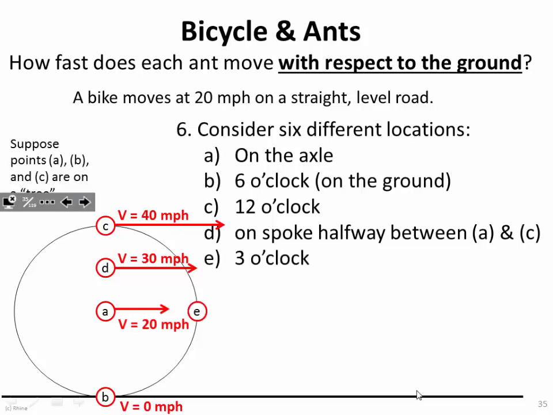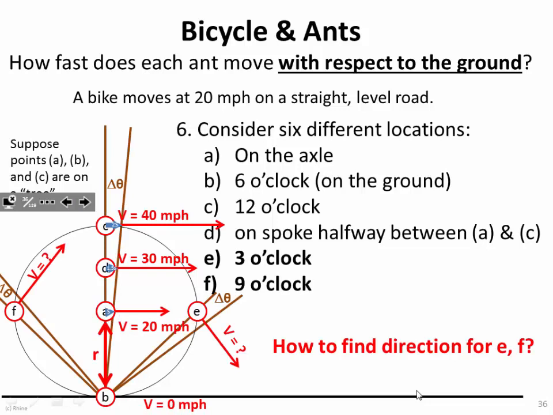How about at 3 o'clock and at 9 o'clock? Now you've got to remember, if we're moving to the right, and the bike tire is spinning where you're sitting, it looks like you're going down, but you're also moving to the right. So we've got to take that into account. This is a little bit more complicated, so I'm going to let you guys think about that.